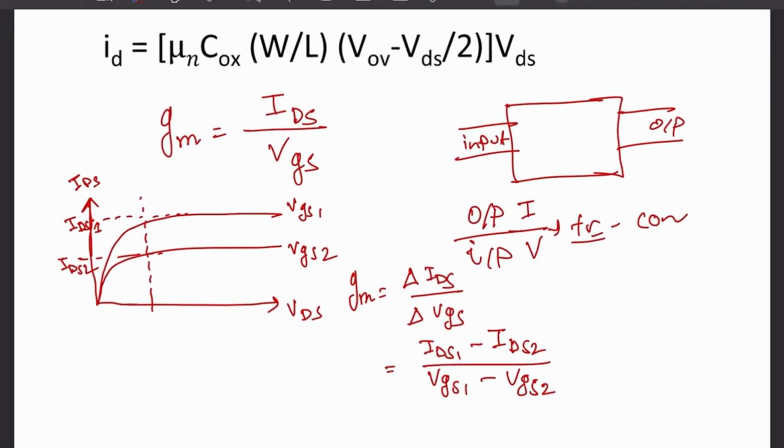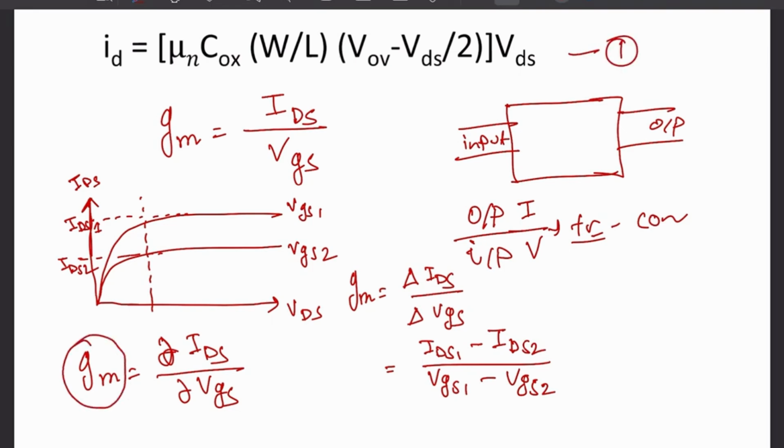Okay, another way is GM is equal to the partial differentiation of IDS divided by the partial differentiation of VGS. Okay, so if we do the partial differentiation with respect to VGS of this current equation, then we will easily calculate the transconductance GM. So let's do it.